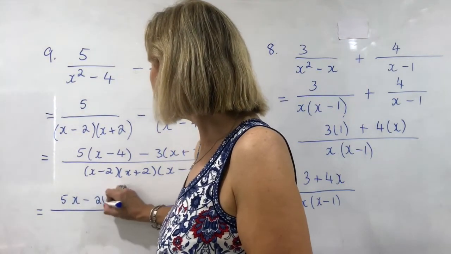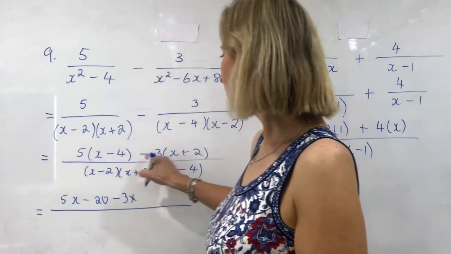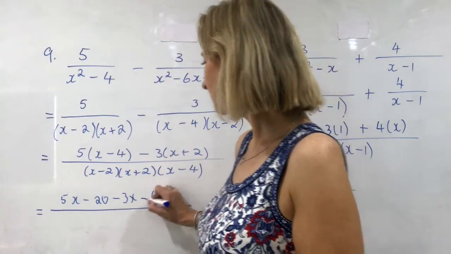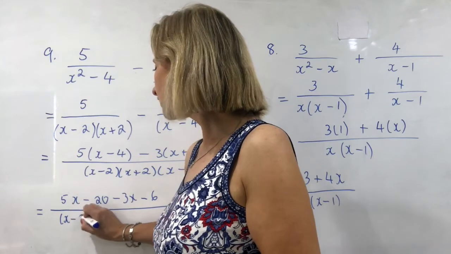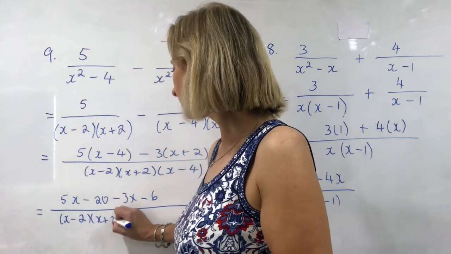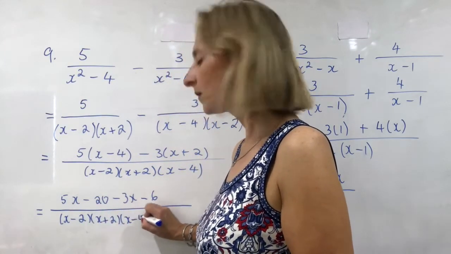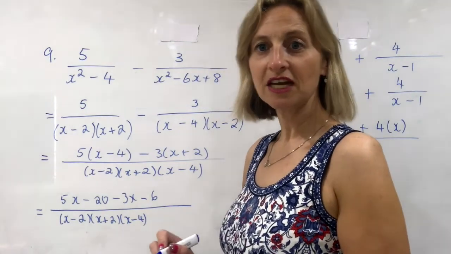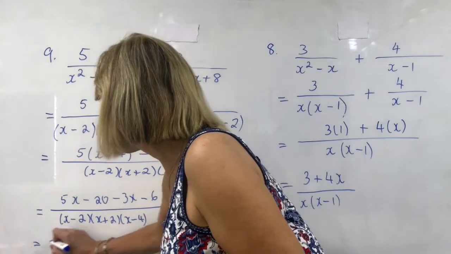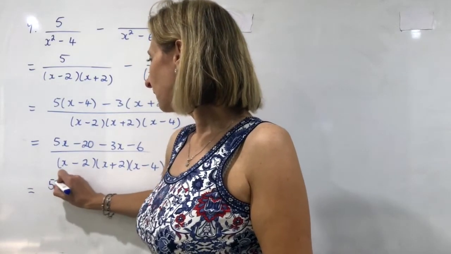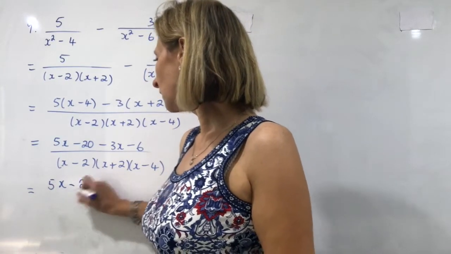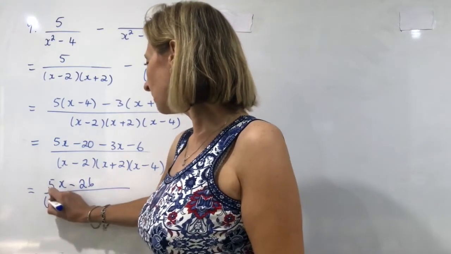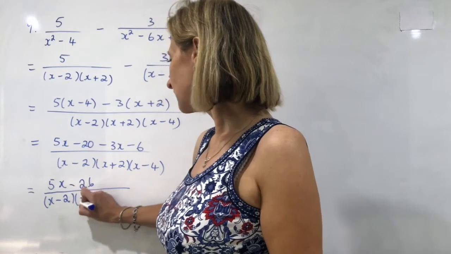5x minus 20 minus 3x, be careful, minus 3 times plus 2 is minus 6. The denominator just stays the same. And then I just need to collect like terms. 5x minus 26 all over the denominator, which we don't expand.